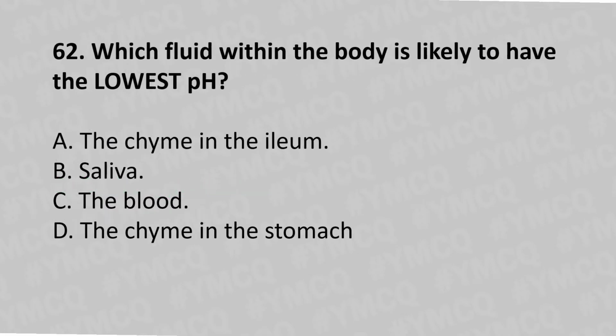Which fluid within the body is likely to have low pH? Option A, the chyme in the ileum. Option B, saliva. Option C, the blood. Option D, the chyme in the stomach. And the answer is Option D, the chyme in the stomach.